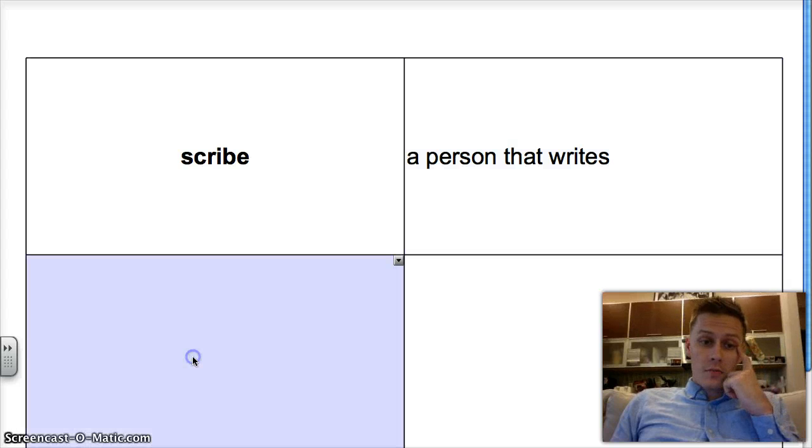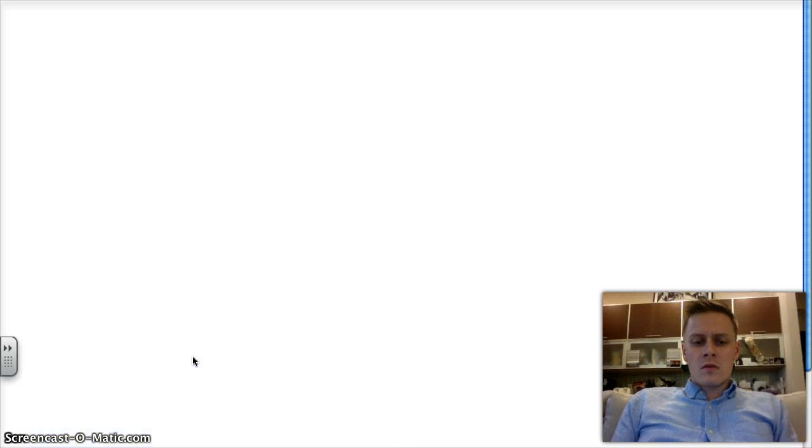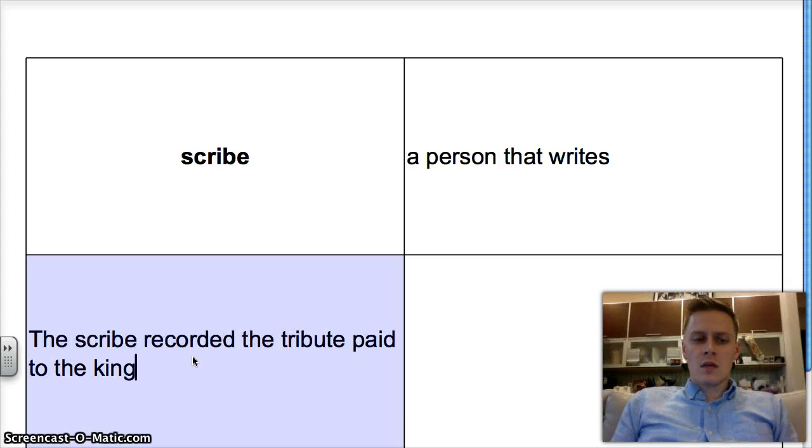Now, scribes were very important. It was very important to write down information for the ancient Sumerians. They were the first to really create writing. The scribe recorded the tribute paid to the king.